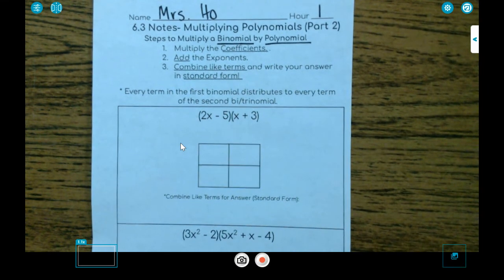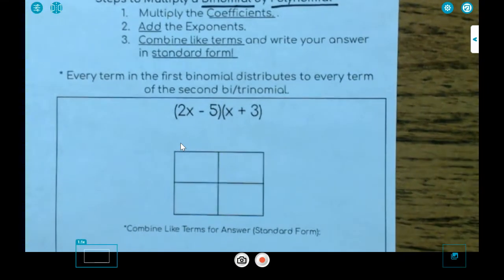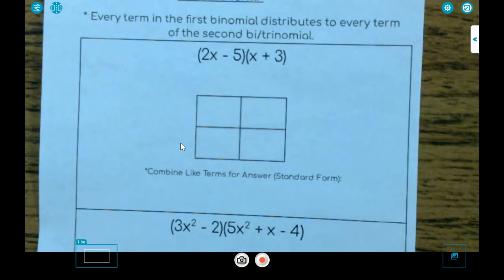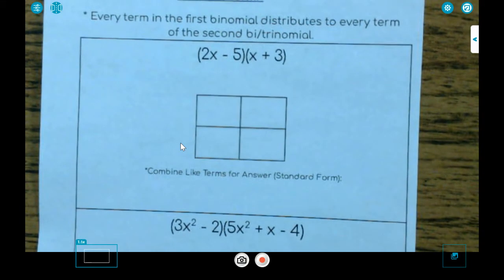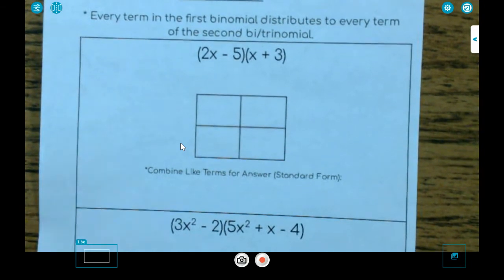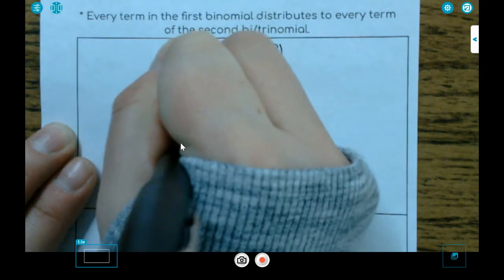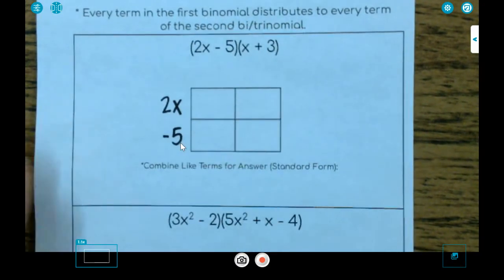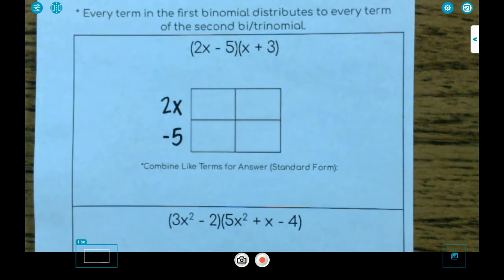We are always going to take our first binomial, and we are going to put it on the left side. So it's 2x minus 5. So we're going to put 2x on the top here, and then we're going to put negative 5 right here. If it was plus 5, we could just put positive 5. But since it's minus 5, we're going to put negative 5. That's the first thing that we're going to do.